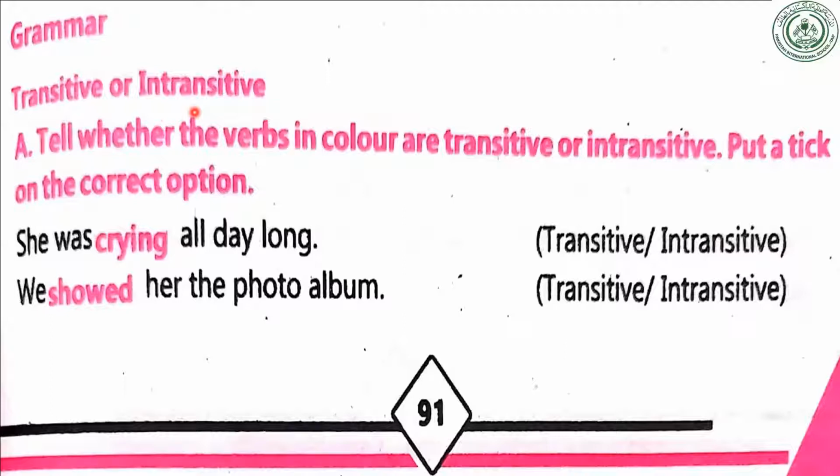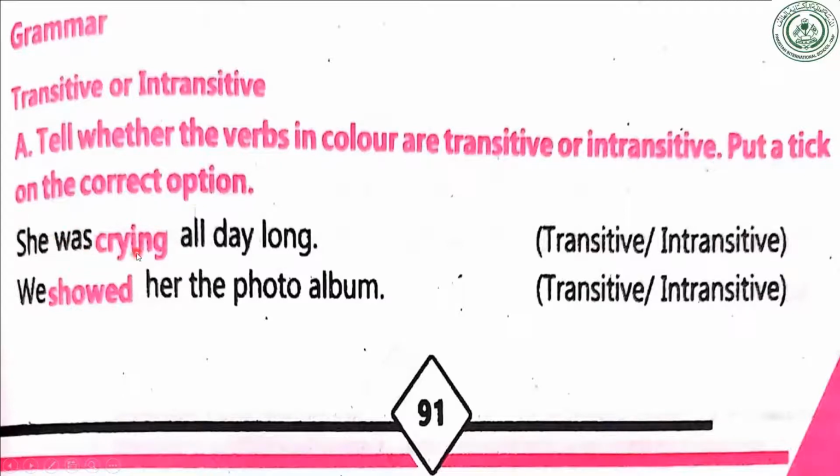Transitive verbs are those verbs which carry a clear object, and intransitive verbs are those verbs which do not carry a clear object. Means they don't have an object clearly. Noun and pronoun always play the work of an object. So let's have a look. Tell whether the verbs in color are transitive or intransitive. Put a tick on the correct option.